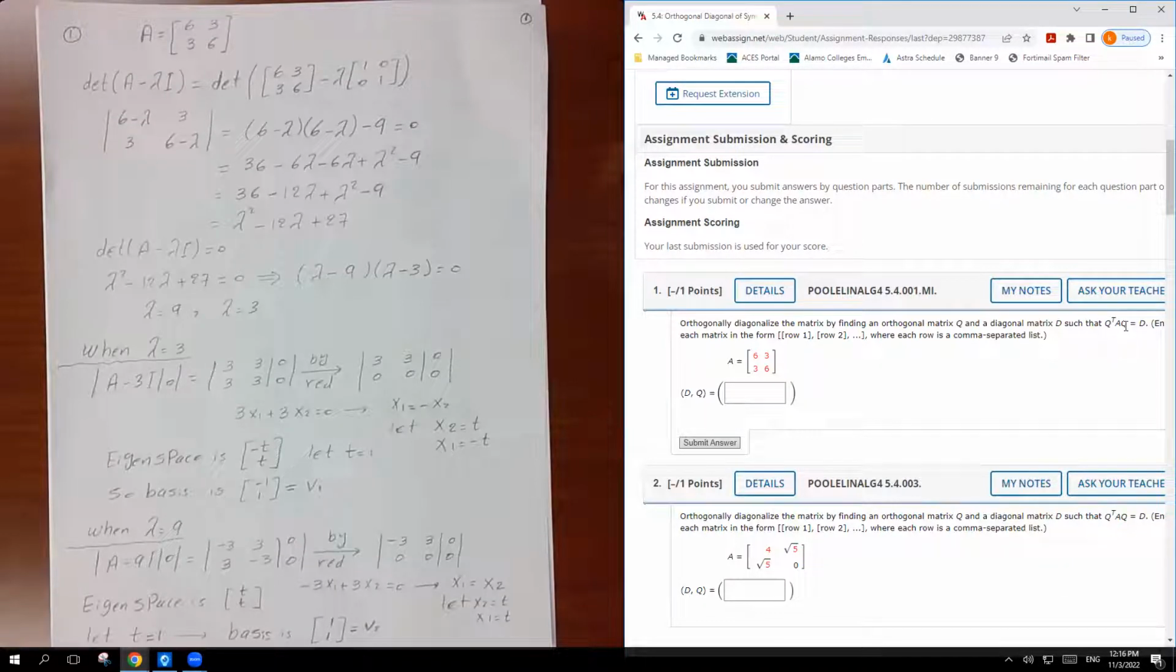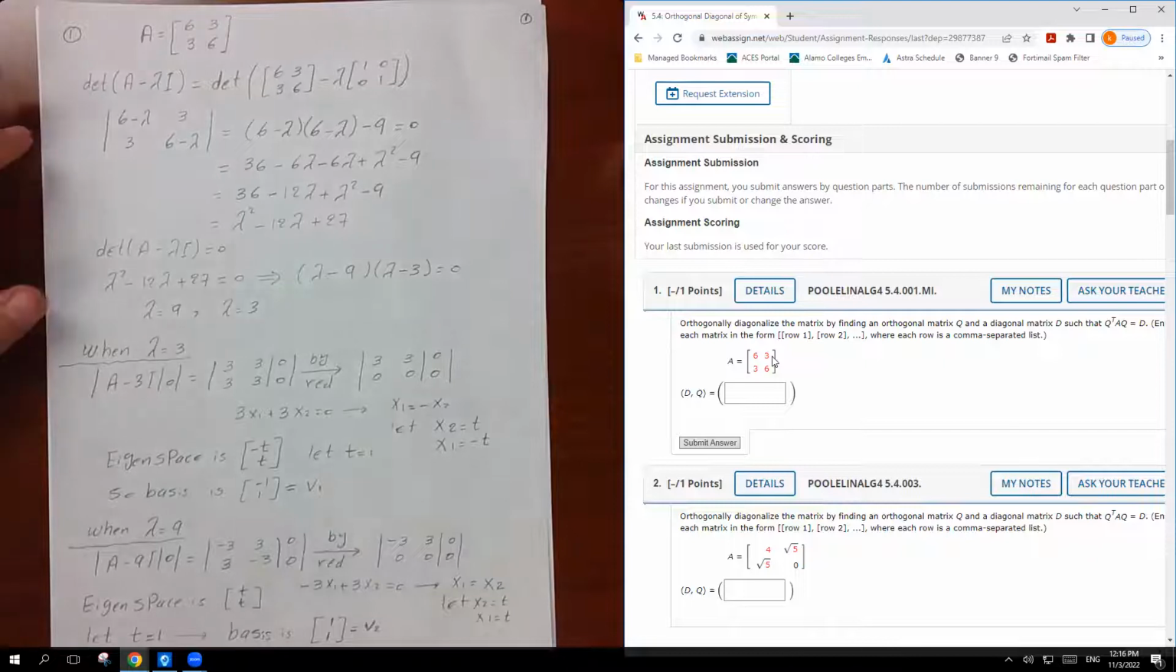matrix A times the Q matrix is going to be the diagonal matrix D, whose diagonal entries are going to be the eigenvalues. It's a theorem. You can check the slides. So first of all, we need to find the Q matrix. How are we going to find the Q matrix?